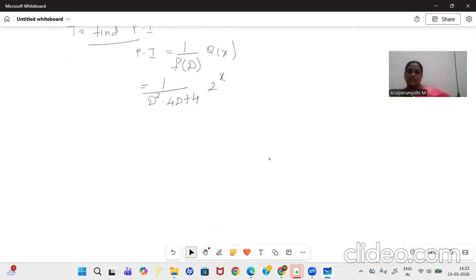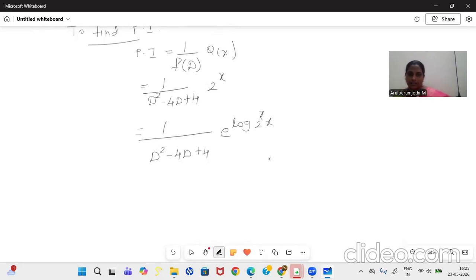Okay, so now this is not in the form of e power ax, but you have to bring it into the form of e power ax. So how will you bring it? This can be written as d square minus 4d plus 4, and this 2 power x can be written as e power log 2 power x. So e and log will get cancelled, then you'll be getting the 2 power x. And this does not affect your previous step. So you can rewrite that 2 power x as e power log 2 power x.